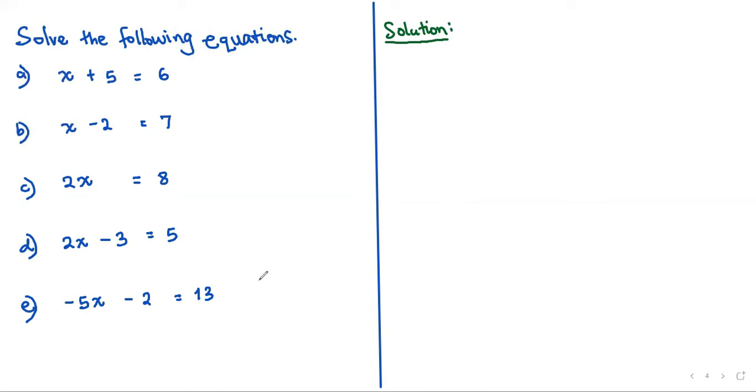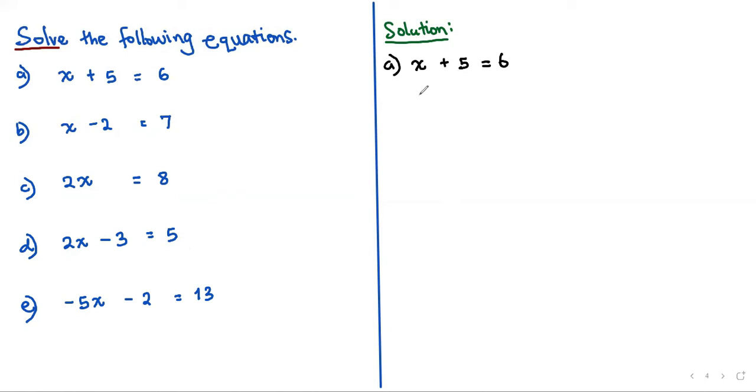So we begin with part A, x plus 5 equals 6. So in our solution, remember we said that what you do on the left-hand side, you must do on the right-hand side. And remember, when we say solve the equation, it means get the solution of that equation. Because we need the value of x, we need to make sure that this 5 is taken away. We don't have it there.